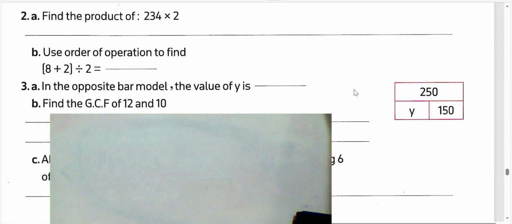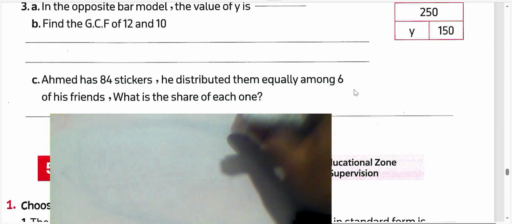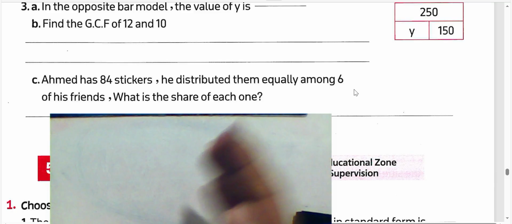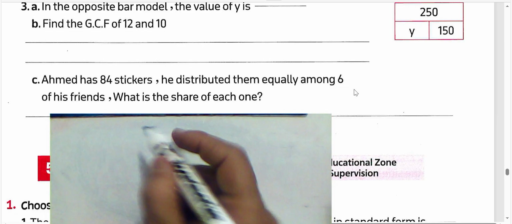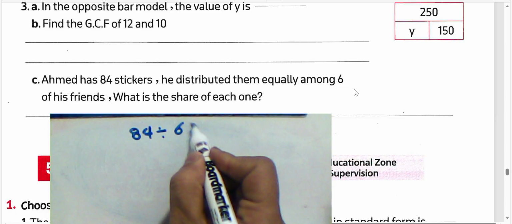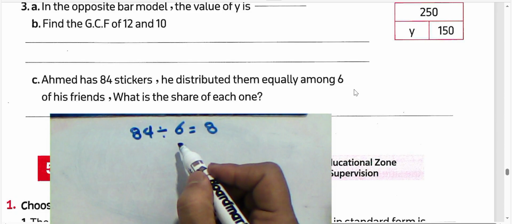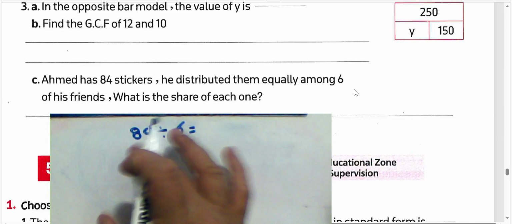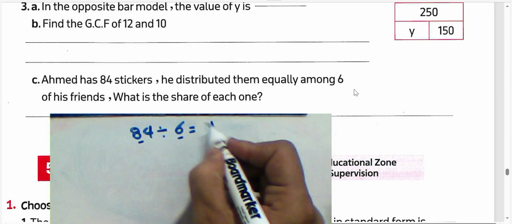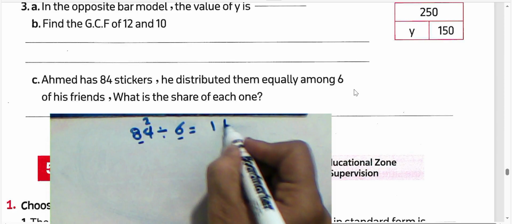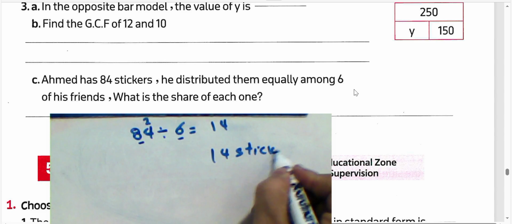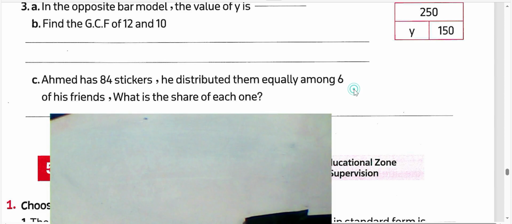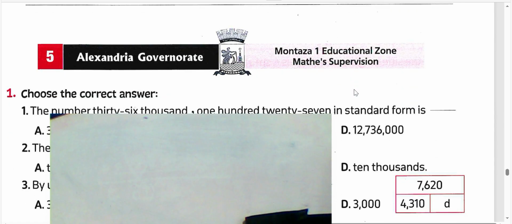Next question. Ahmed has 84 stickers. He distributes them equally among 6 of his friends. What is the share of each one? We can divide 84 by 6. 8 divided by 6 equals 1 and the remainder 2. 24 divided by 6 equals 4. Then each one takes 14 stickers. The share of each one is 14 stickers. Okay, next we complete model number 5.